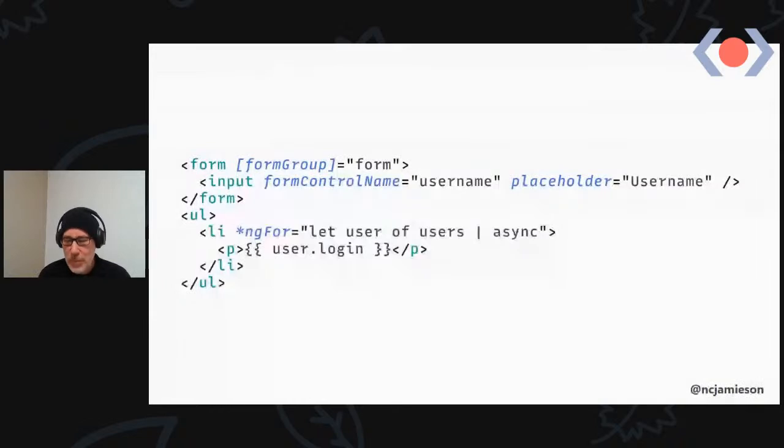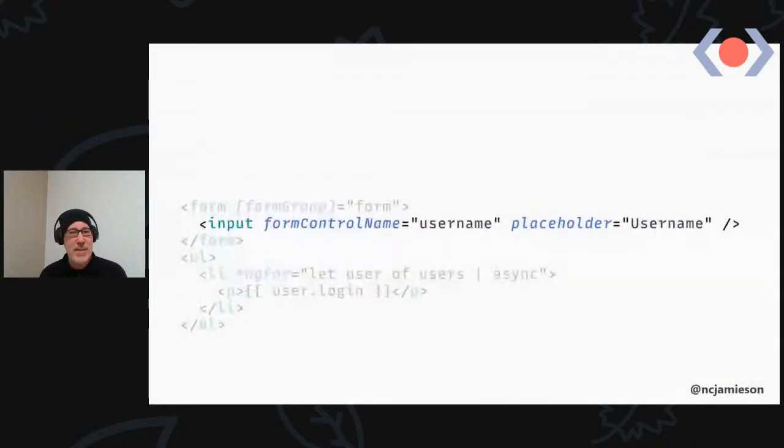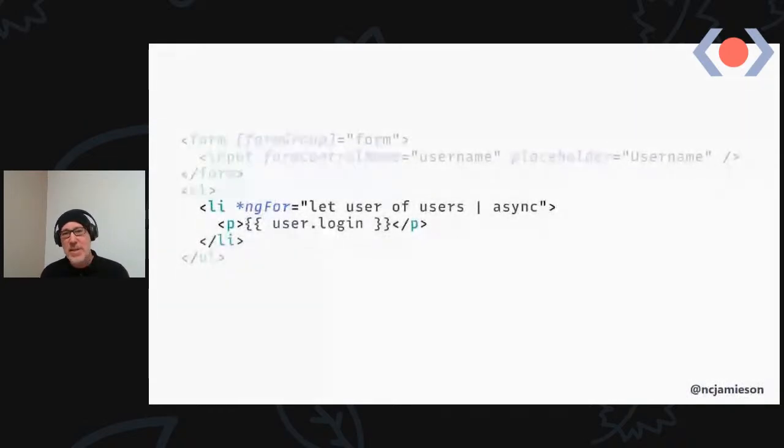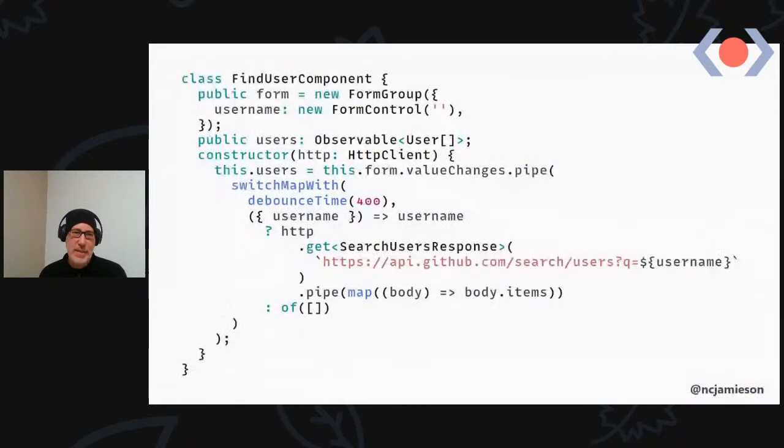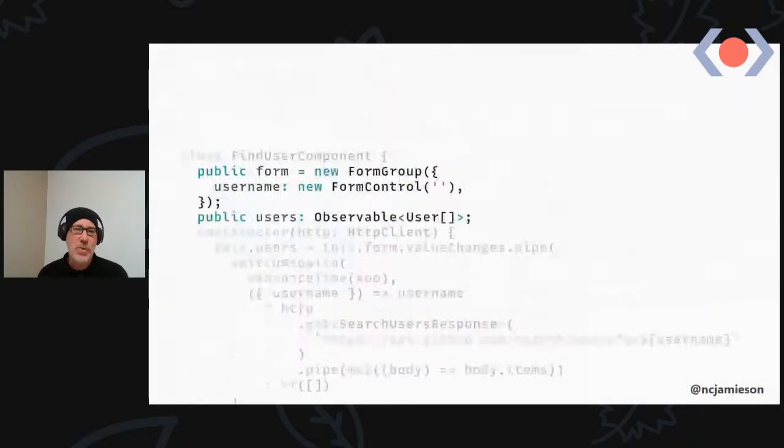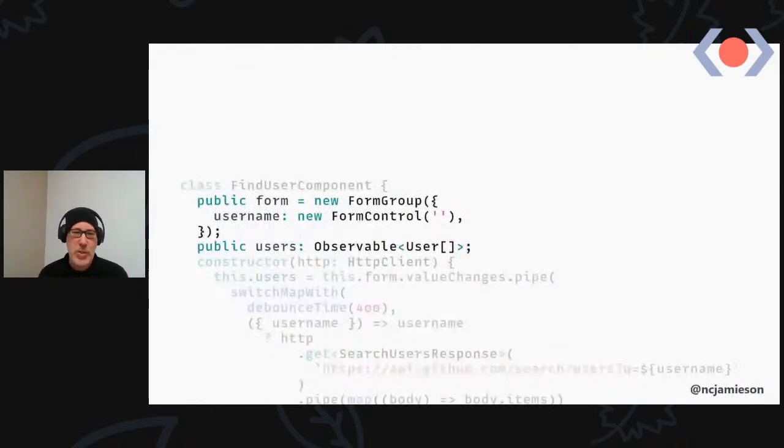It's a very simple form. It doesn't have very much in it. It has an input control, and it has a list beneath the input control that takes an observable of users and just shows the logins for each of those users. So the component looks like this. We've got a form up the top which contains the username control, and we have our observable of users.